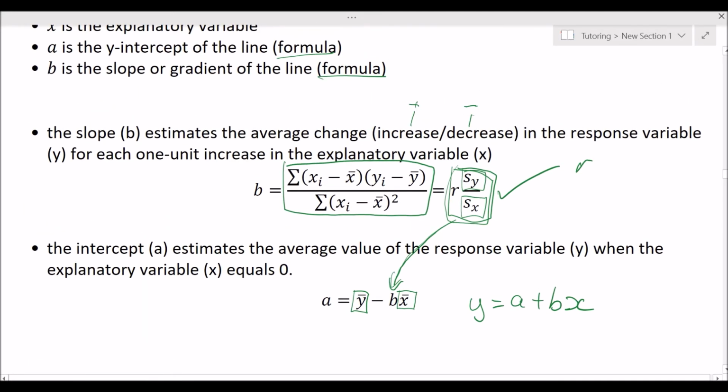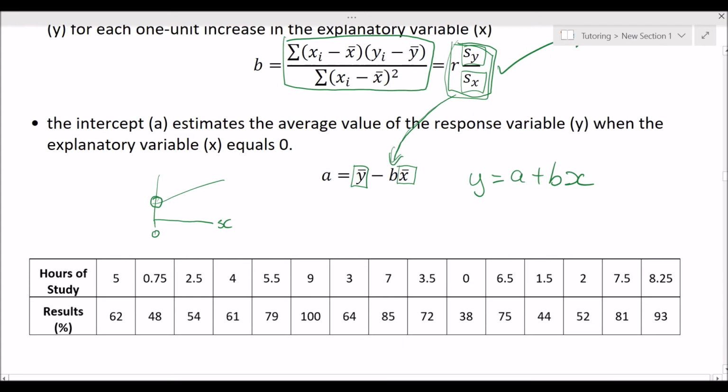Now, to interpret the y-intercept, you have to remember that the y-intercept is when your explanatory variable is equal to 0, okay? And think about what that means. So if I draw our graph up here, this would be your y-intercept when your x variable is at 0, okay? I'll go through an example once again in just a moment.